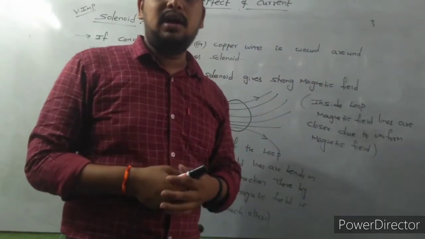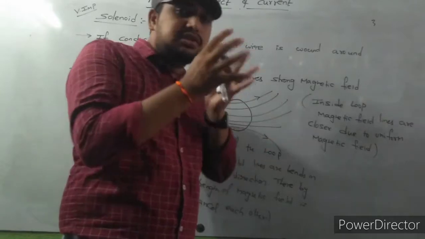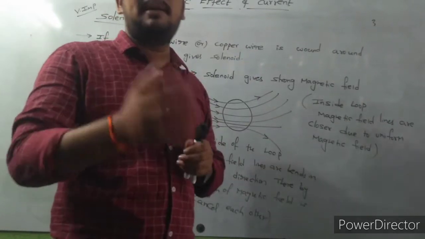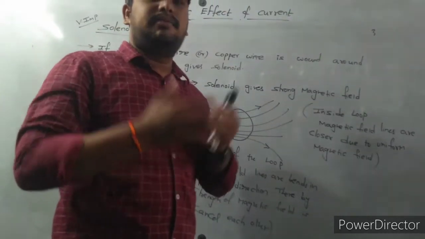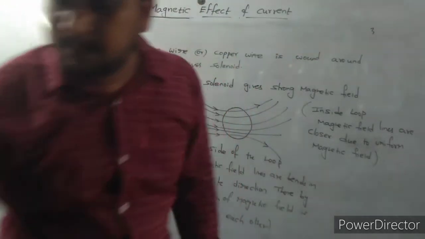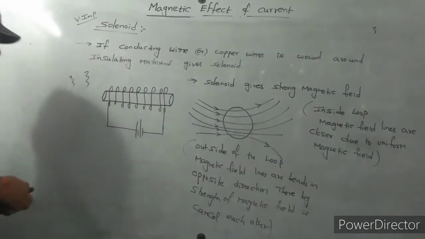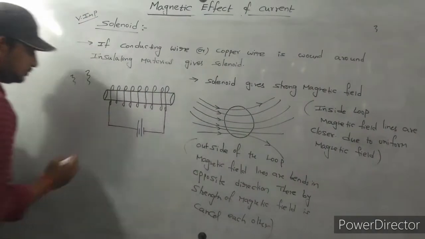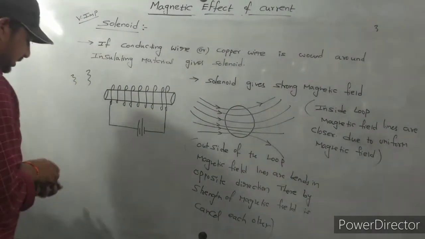Have you got my point? One loop only gives this much strong magnetic field. If I place more loops, the magnetic field lines become more straight lines. So for example, I will draw here, observe carefully.